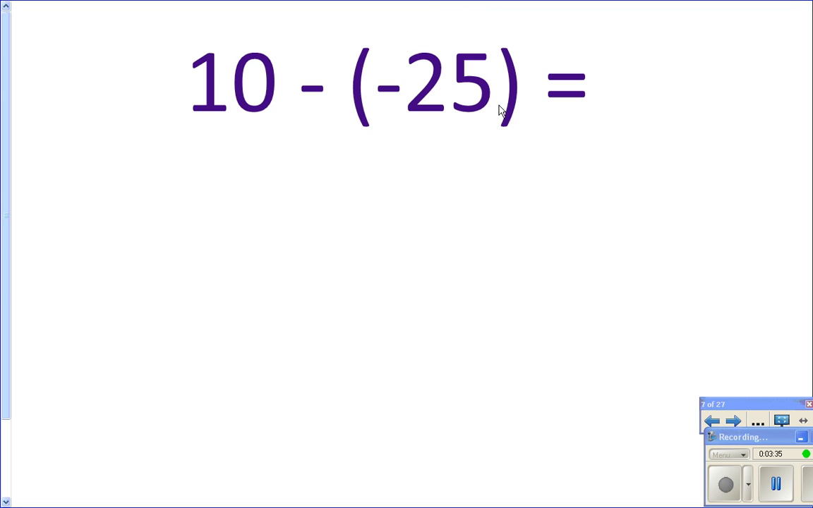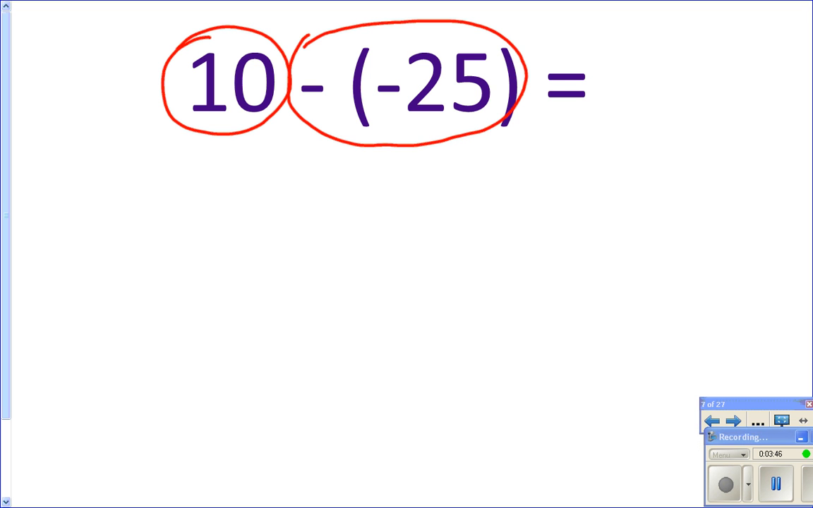Try this next one on your own and then check in just a minute. Pause the video. Okay, so you should have circled 10 and circled the minus and the negative 25. These two negative signs make a big plus. So you have 10 plus 25, which is 35.